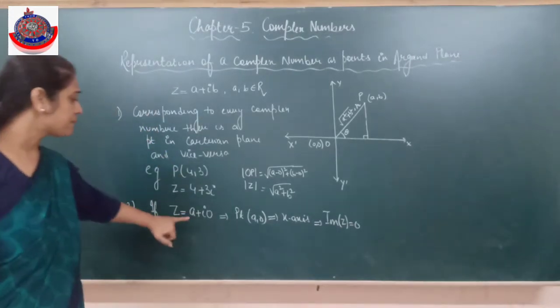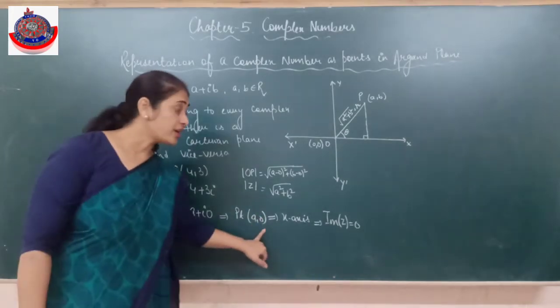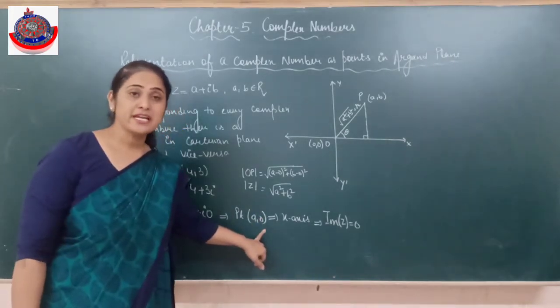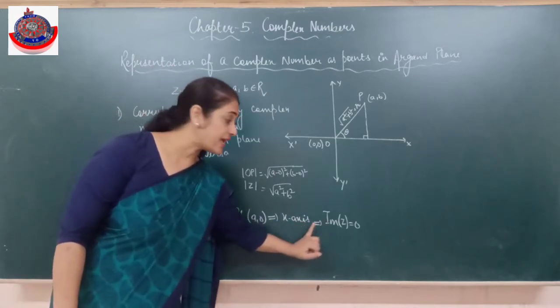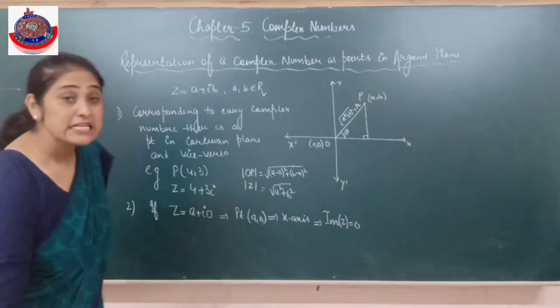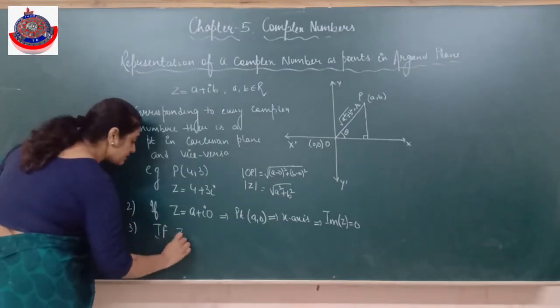Understood? It is simple. a plus iota 0, what will be the corresponding point? a0. Any point whose y coordinate is 0, you have already done in class 10, that lies on x-axis. This means any complex number that lies on x-axis, what is its imaginary part? 0. Is it clear?